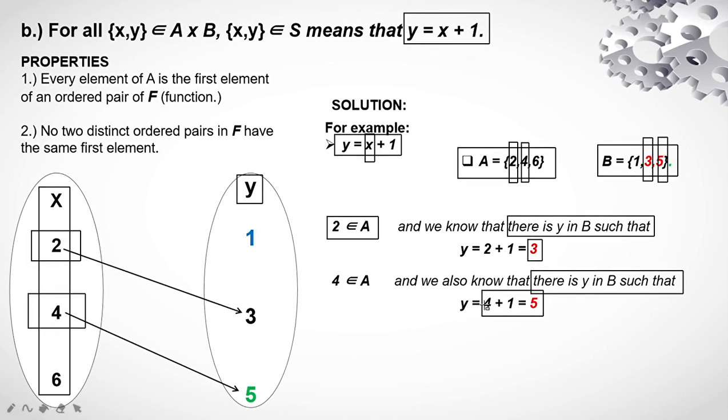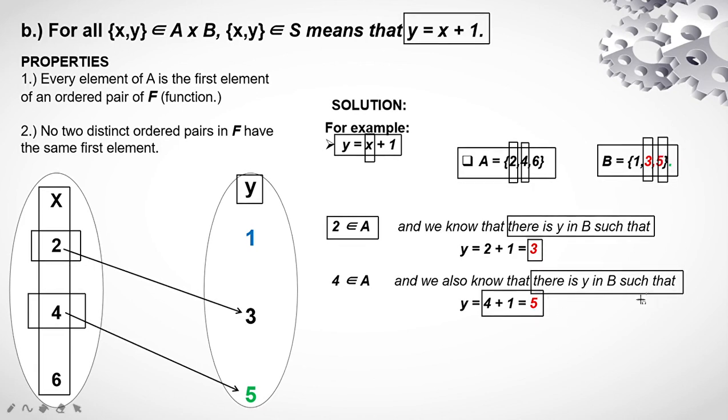Y is equals to 4 plus 1 is equals to 5. Meron sila kasi nga itong dalawa, itong 3 and 5 is meron dito kay B. Meron sa mga element ni B, no? Lahat ng result, no? After natin i-substitute yung 2 at saka yung 4, ang result natin is 3 at saka yung 5 na meron dito kay B.